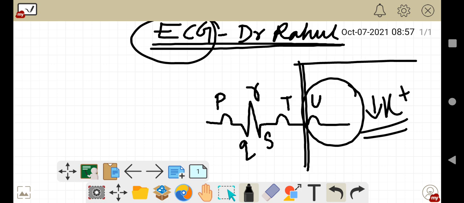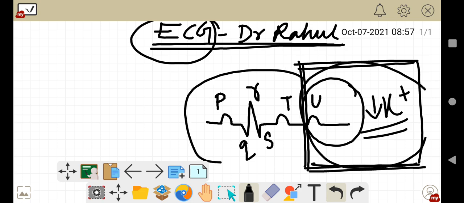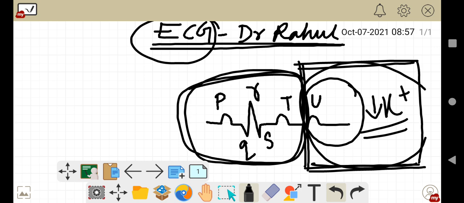That we can discuss in a separate topic. So in hypokalemia we find the U wave. Okay, and we will focus mainly on this segment today, because from this segment many questions do come in your exam. So let's take another page.